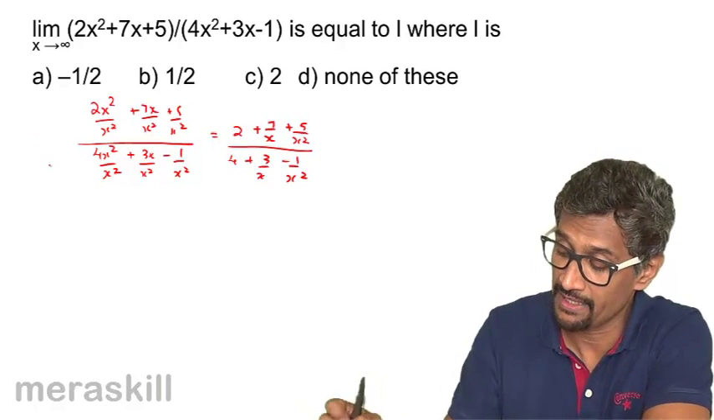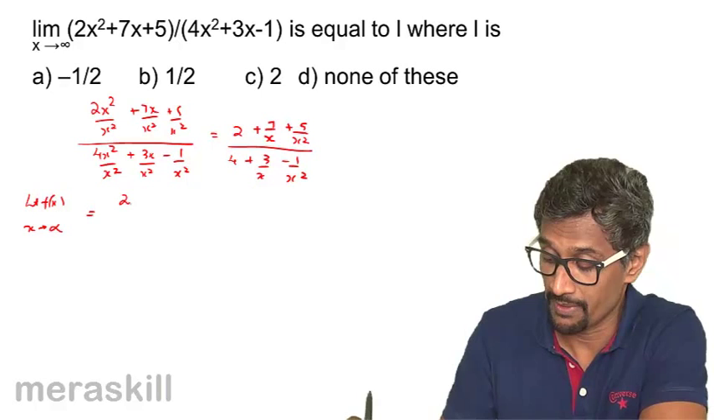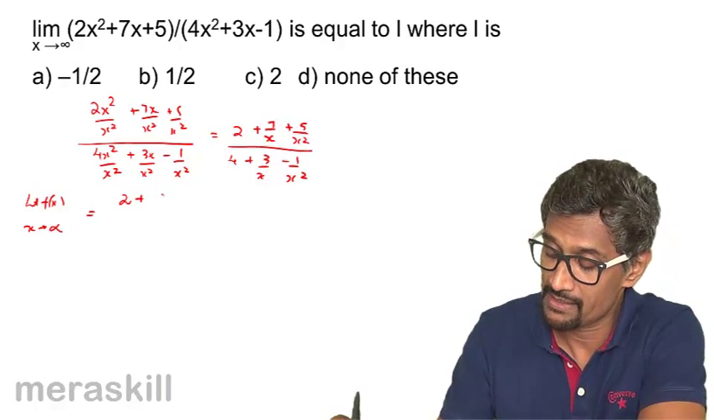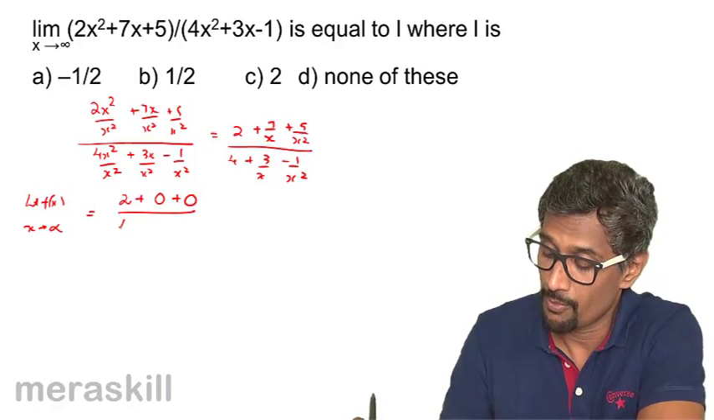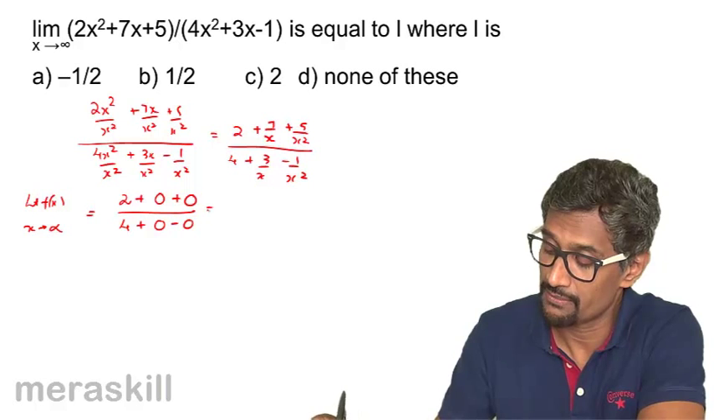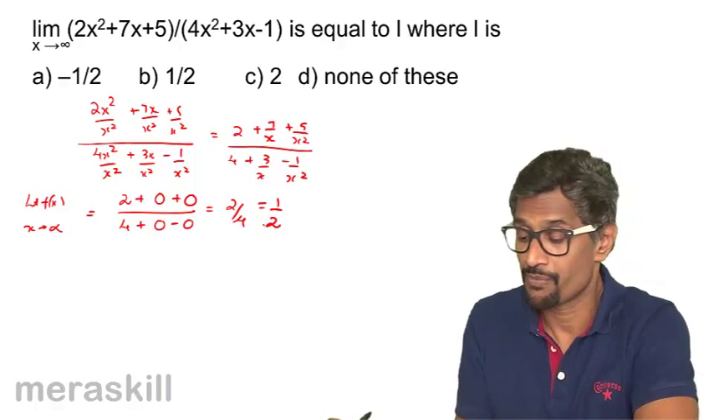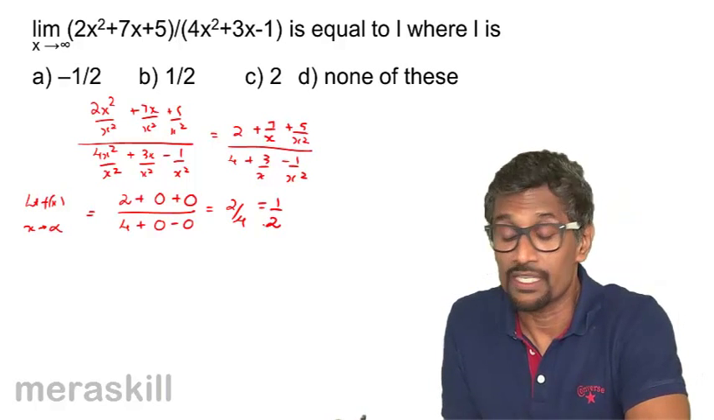Now you need to find the limit of this function as x approaches infinity. 2 would remain as it is. 1 by x, the limit would become 0. 5 by x square, limit becomes 0. Upon 4, 3 by x, the limit becomes 0 minus 0. So ultimately it's 2 by 4, which is half. So the limit is turning out to be half.